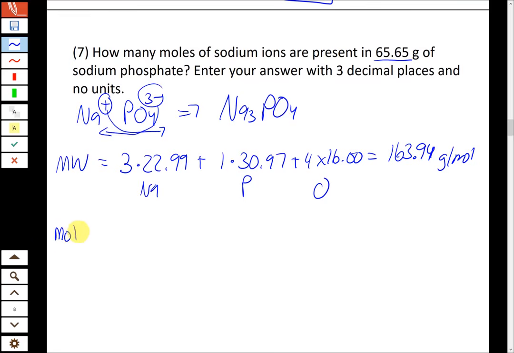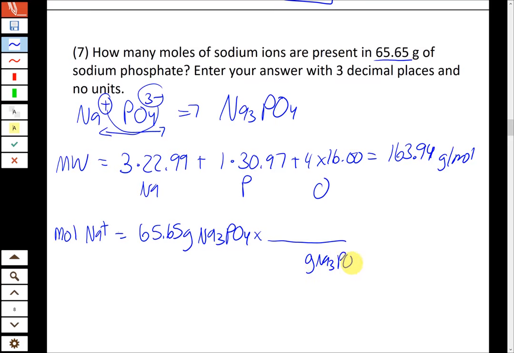interested in. We're looking for the moles of sodium ions, moles of Na+ in this sample. We're given the mass, that's what we start with, 65.65 grams of sodium phosphate, so that's Na3PO4. And then from there we can convert this into the number of moles by using the molar mass that we just found. So we want grams of sodium phosphate to cancel, and we want to find moles. All right, so we're going to put this number 163.94 in the denominator. That's the number of grams of sodium phosphate in 1 mole.